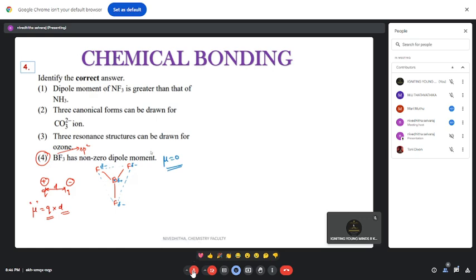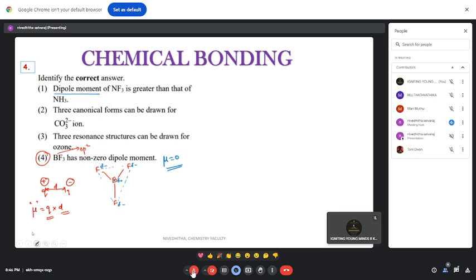Fine. Now we'll move on to the first statement, because this is also related to dipole moment. The statement is: the dipole moment of NF3 is greater than that of NH3. So again, we have to check the hybridization and draw the structures of NF3 and NH3 to compare the dipole moments of both molecules.